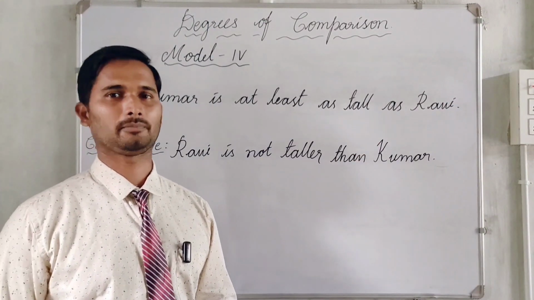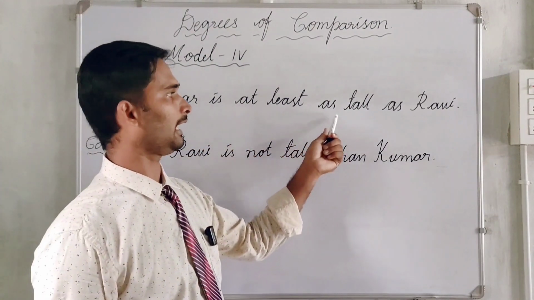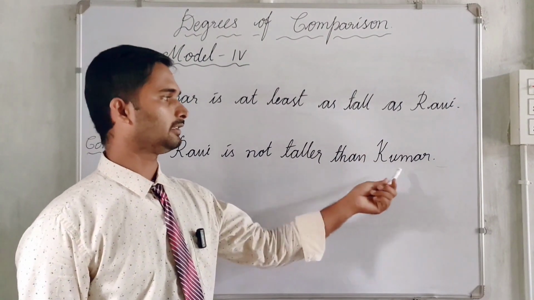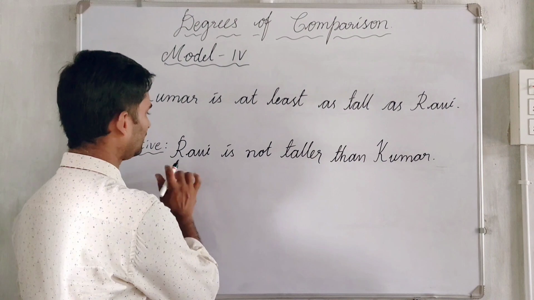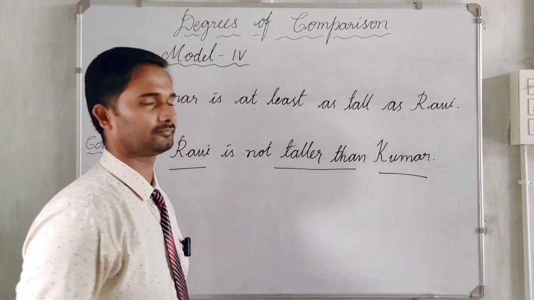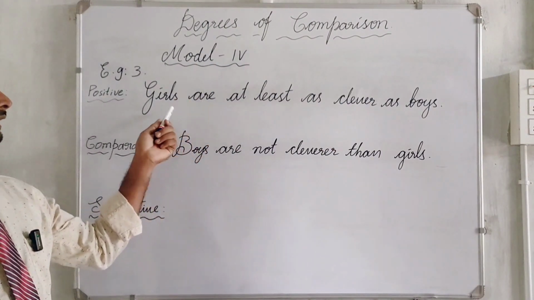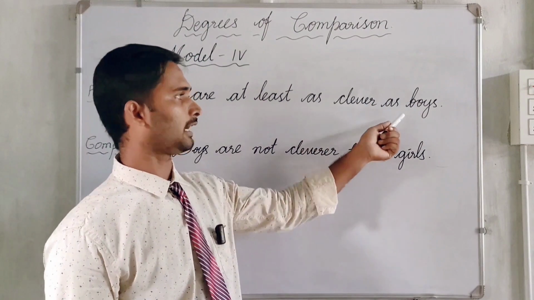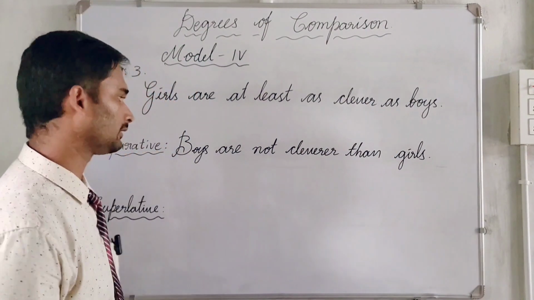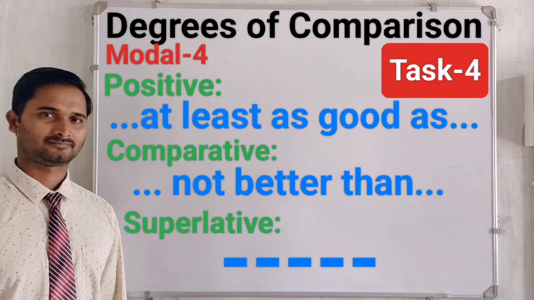Let us see some more examples of Model 4. Here is a second example. Kumar is at least as tall as Ravi. Comparative form: Ravi is not taller than Kumar. Here the comparison is made between Ravi and Kumar. Example 3 of Model 4. Girls are at least as clever as boys. Comparative form: boys are not cleverer than girls. It has no superlative form because we compare between only two.